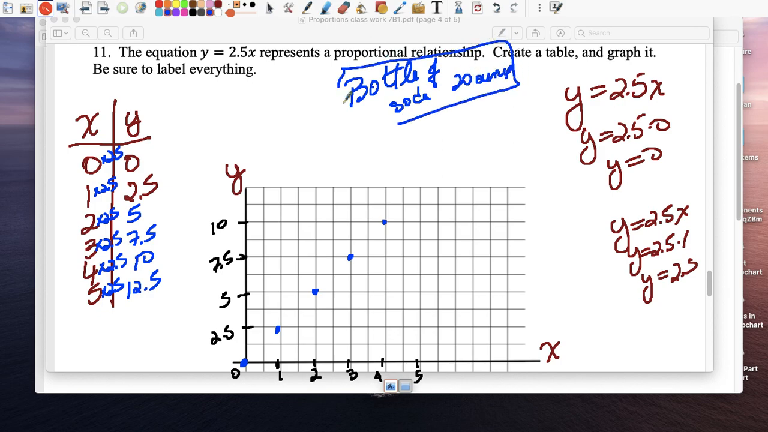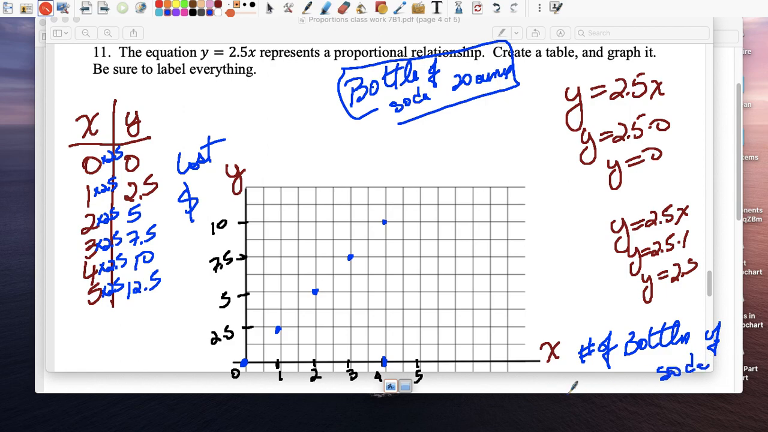Okay. So 1 bottle costs me $2.50. 2 bottles cost me $5. 3 bottles cost me $7.50. 4 bottles is $10, and so on. So y represents the total cost, and x would be the number of bottles of soda. Okay. Yeah, that's it. This is as simple as it gets.